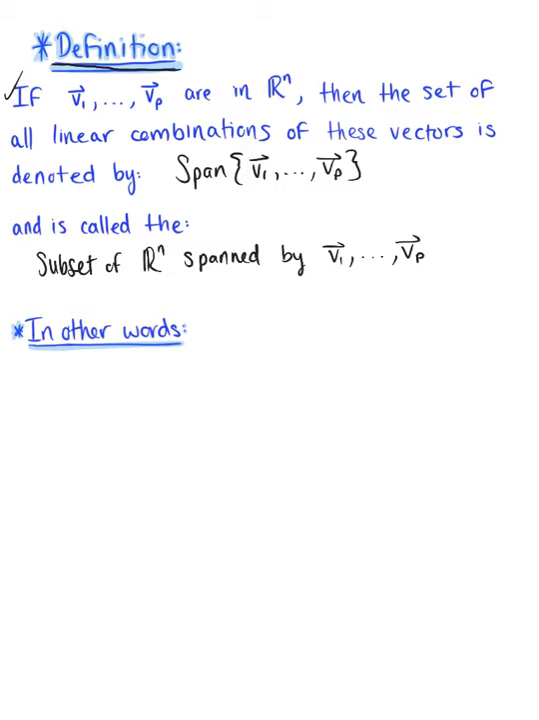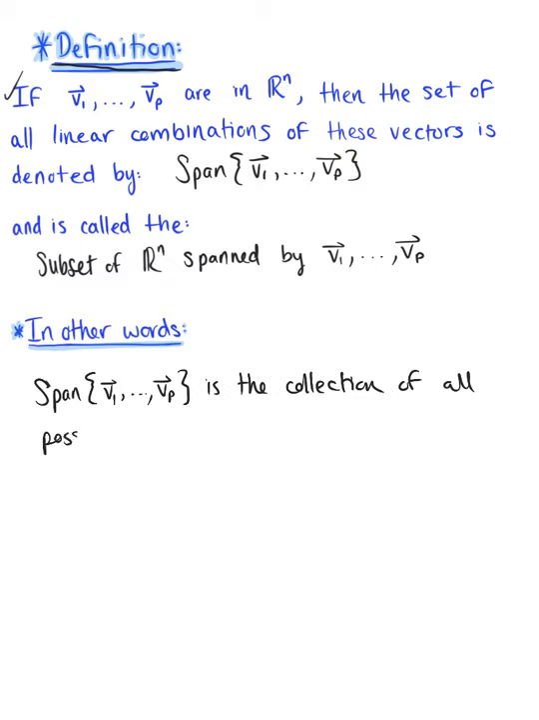So in other words, the span is the collection of all possible linear combinations of the vectors. So we have the span of this set of vectors v sub 1 through v sub p is the collection of all possible linear combinations of the vectors v sub 1 through v sub p.